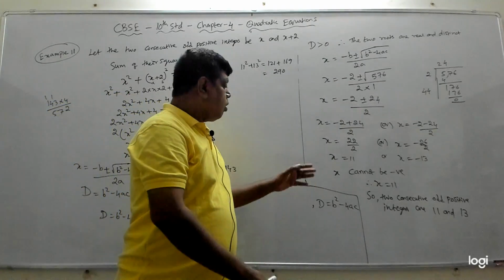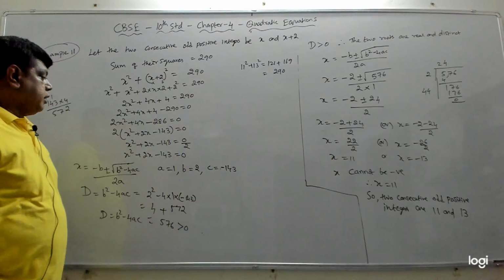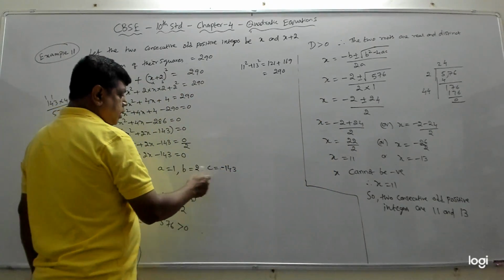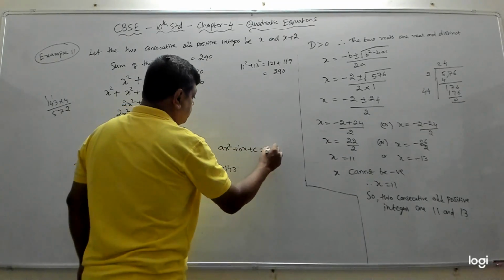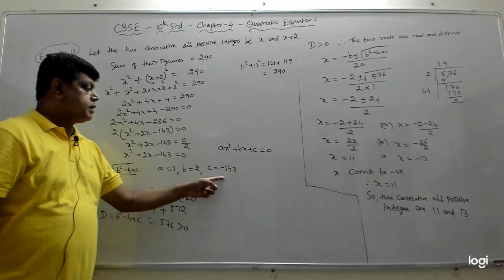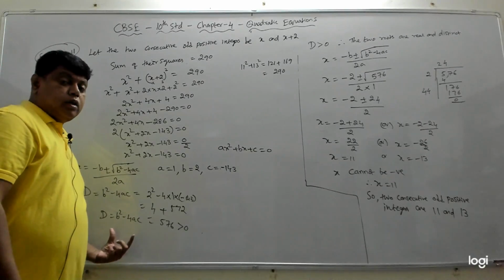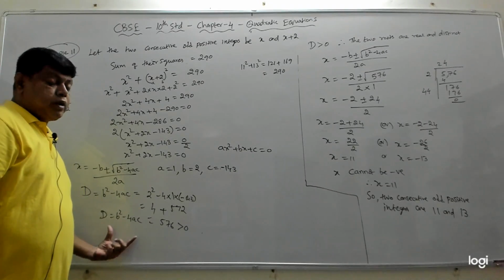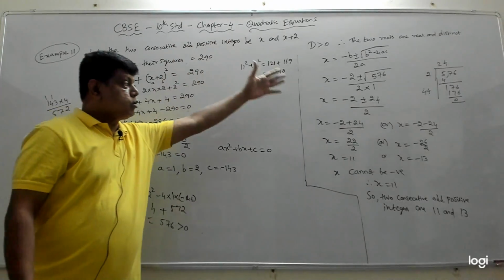Clear? So this is how we solve using the quadratic formula. And here how did we find a, b, c? Comparing this with the general equation ax square plus bx plus c equal to 0. Comparing this with this, we found a, b, c. Then we substitute, then we found b square minus 4ac, because b square minus 4ac must be greater than 0 or equal to 0. Then only we can proceed like this.